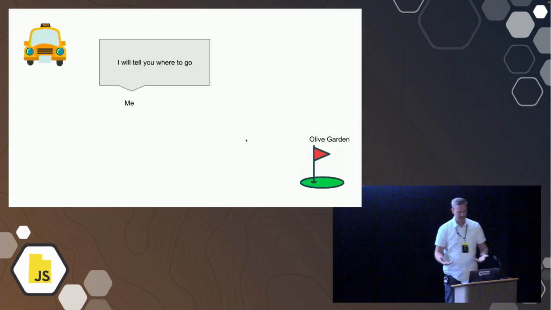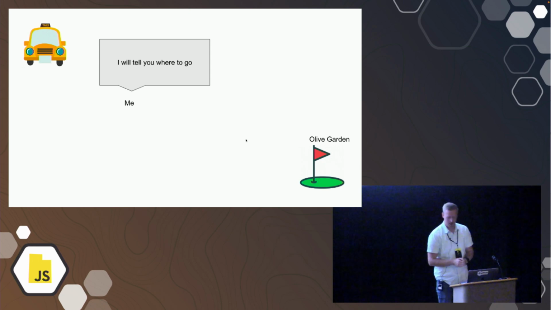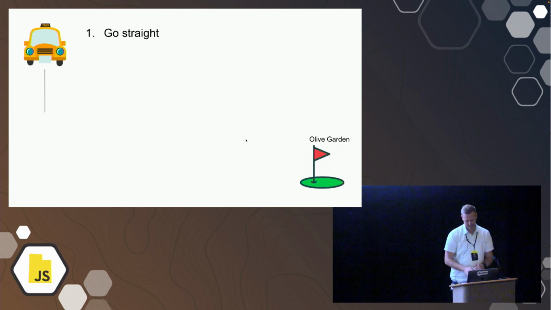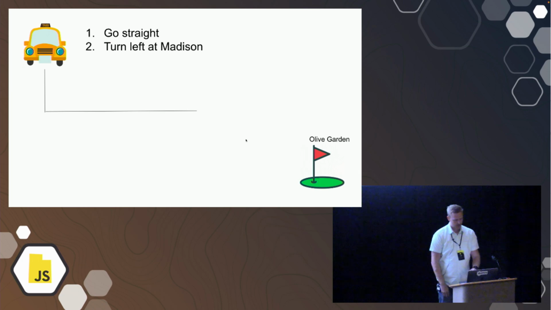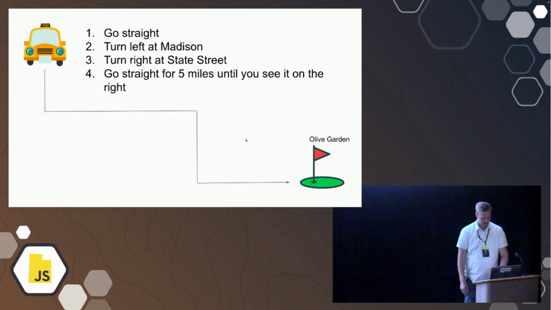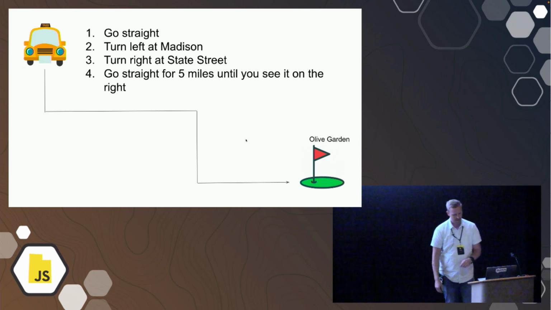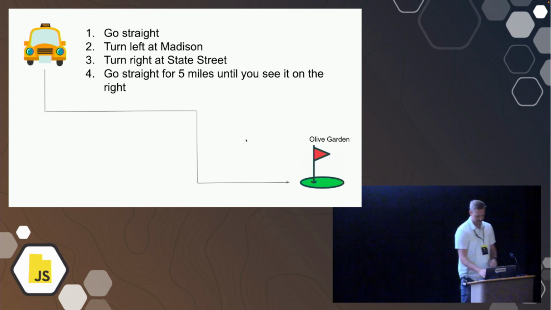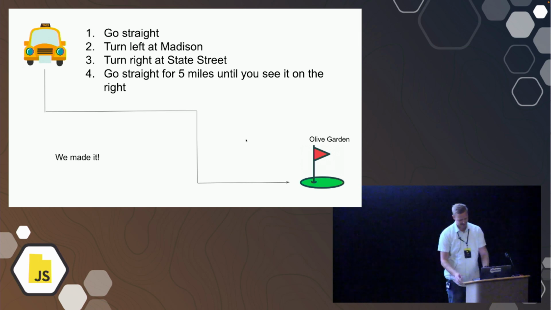So you get in the taxi, and let's say you like control. You're like, taxi driver, I will tell you where to go. And he's like, all right, okay. So you say, all right, go straight, turn left at Madison, turn right at State Street, go straight for 5 miles until you see it on the right. We made it. Awesome. Travel time, 20 minutes.